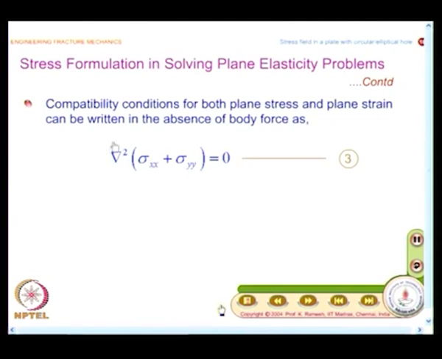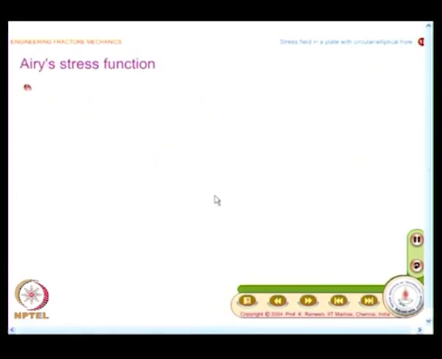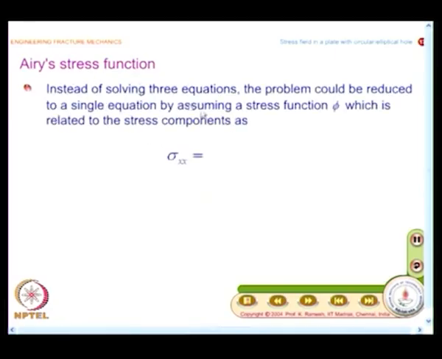So, now what we will have to do is we will have to solve these equations, and how people have approached. People wanted to make our life simple. They have looked at a stress function approach. This was introduced by Airy, and this is known as Airy's stress function approach. We have to get the solution by solving the 3 equations. Instead of doing that, the problem could be reduced to a single equation by assuming a stress function phi, which is related to the stress components in the following fashion.